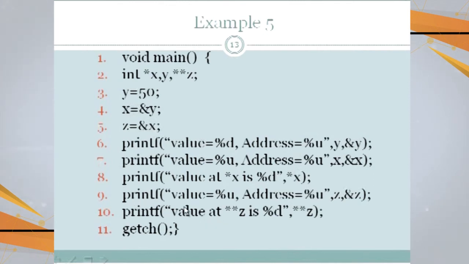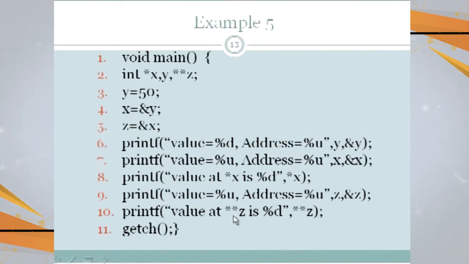This printf statement will return the value of z, and we know the value of z is basically the address of x, that is a pointer variable, that's why we use %u. So value equals %u will return the value of z, that is the address of x, and then the address of z by itself will be displayed by &z, and we use the format specifier %u.